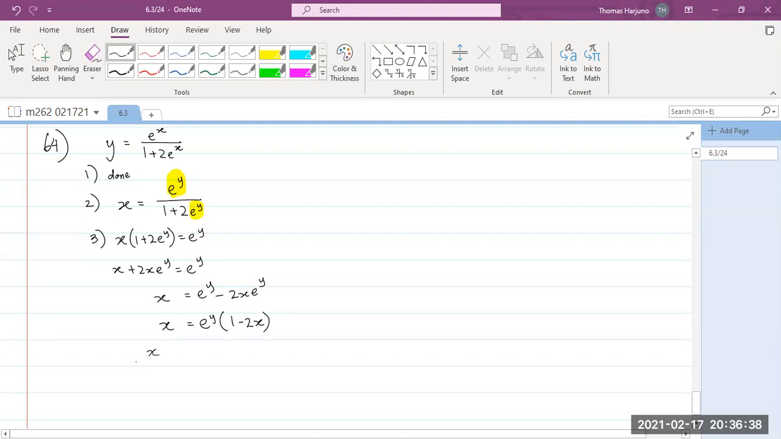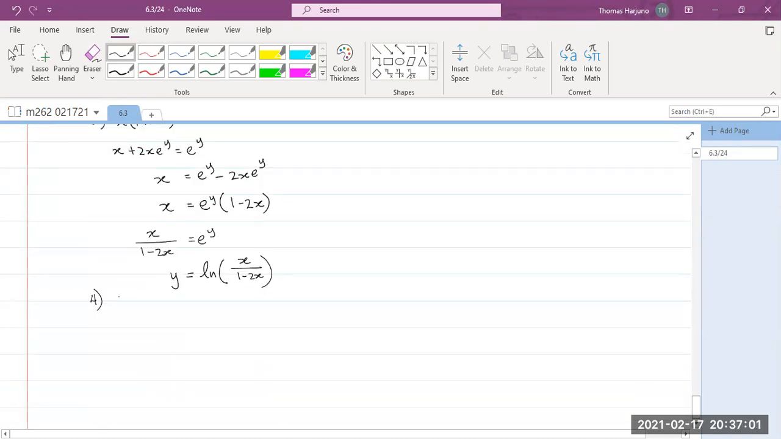Then I get x over 1 minus 2x equals e to the y. Therefore, you see that I already solved for e to the y. Now I change it into log form. Okay, that will be my inverse function. So f inverse x will be natural log of x over 1 minus 2x.